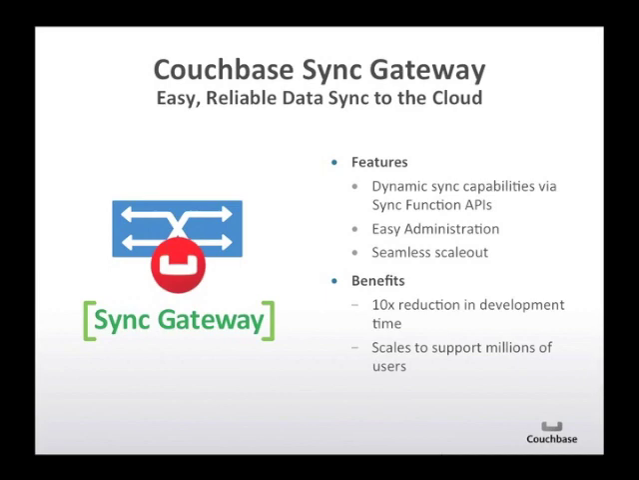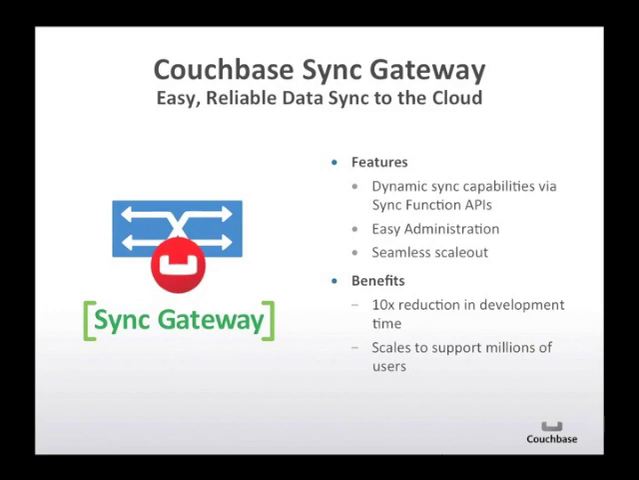Now this brings us back to syncing. So we've talked a lot about what can be done locally, but now let's talk a bit more about syncing. So we have Couchbase Sync Gateway as our syncing solution. It's an easy, reliable data sync to the cloud. With Sync Gateway, you can write a single page of code, your entire sync function. And it's really easy to administer using REST APIs, and it's very easy to scale out as well.